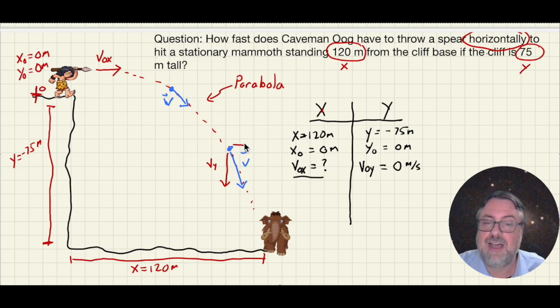But the x velocity will never change. That is, once I know the initial velocity in the x direction, it will stay constant throughout the entire motion because gravity only affects the vertical, or the y direction. Now, there are other key pieces of information here.